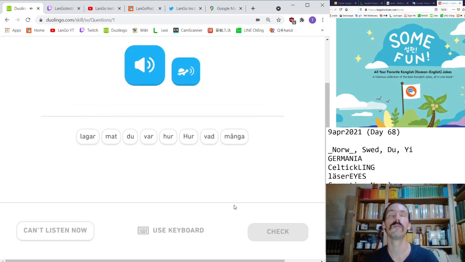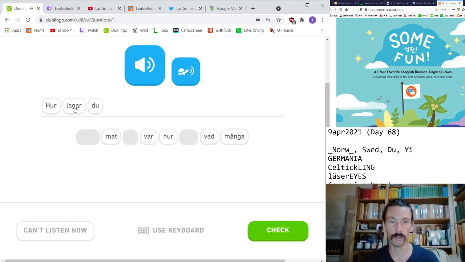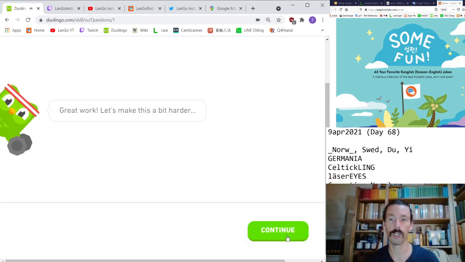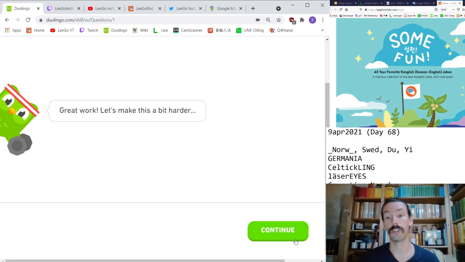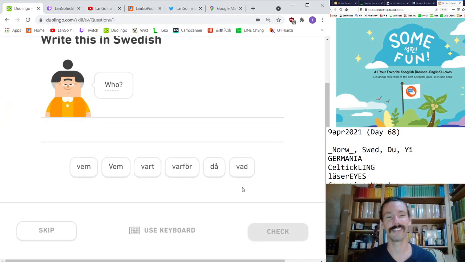Hur lagar du mat? How do you make food? How do you cook? Lagar du, with the inversion. Verb, subject, mat? Food, the object. Mat is, I think, our word meat, which became specialized in English. We no longer say flesh for the food. We say this mat, food word, instead.